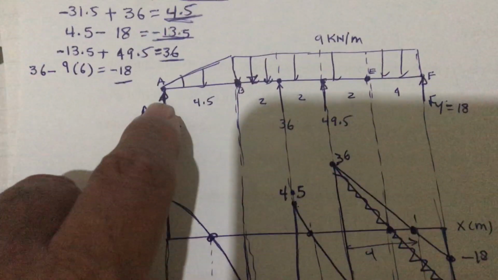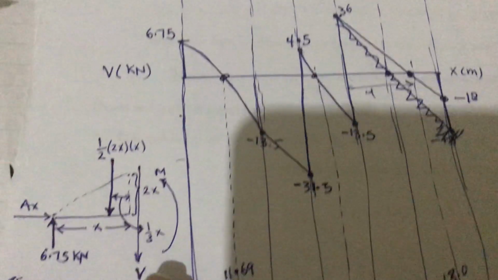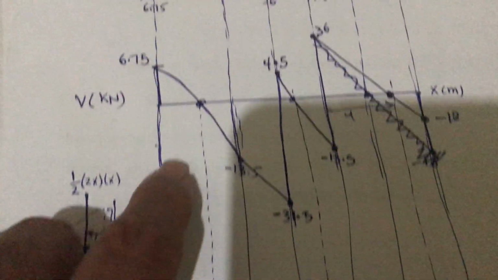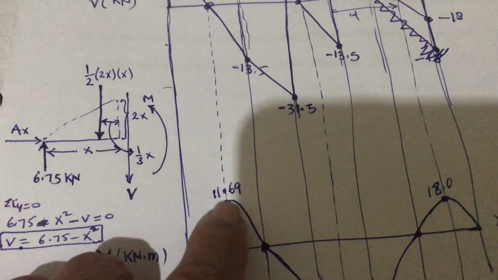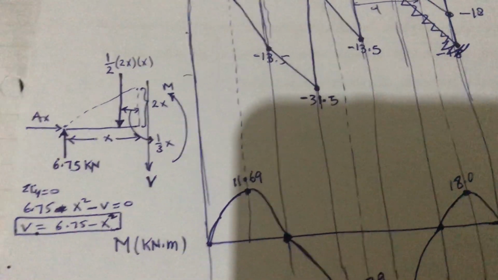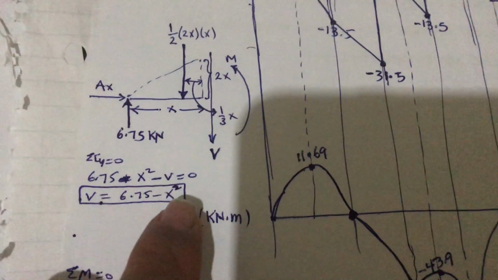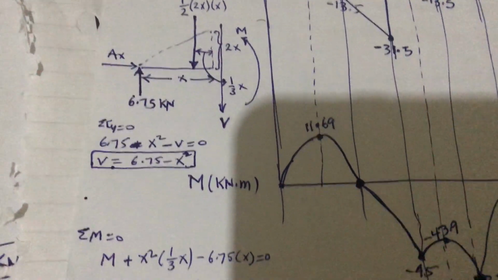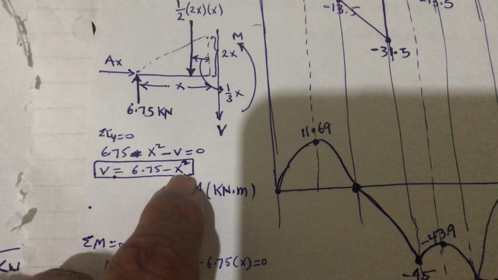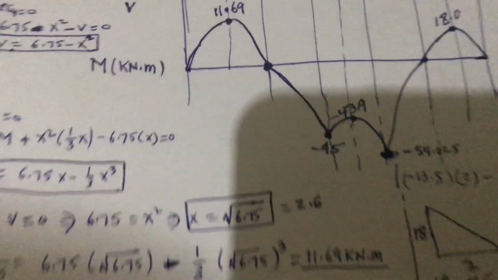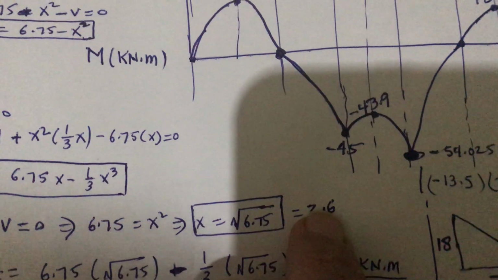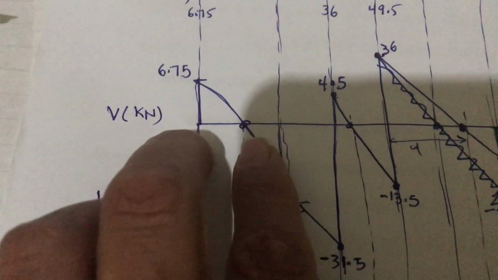So we know that initially the moment here is 0. Now we know that here there is zero shear, so you'll have some maximum moment. So this maximum moment, how could you find it? By doing, let's find the x. Zero shear will give you the x. X squared will give you 6.75. So x, the square root of 6.75, will give you 2.6, which means that this distance is 2.6.